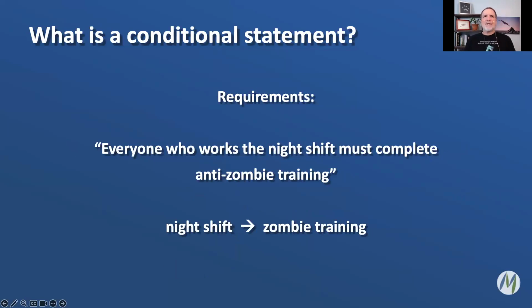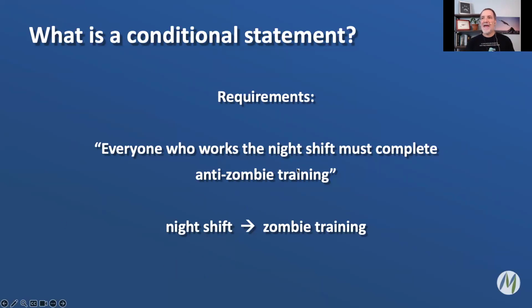Okay. So we talked about requirements a moment ago, right? So let's say, again, you're working in that discount grocery store and you're the manager, the owner, the boss. And so you send this message out to all your employees. You say, everyone who works the night shift must complete anti-zombie training. We want to learn how to protect ourselves from those zombies. Maybe this is a discount grocery store in a horror movie.